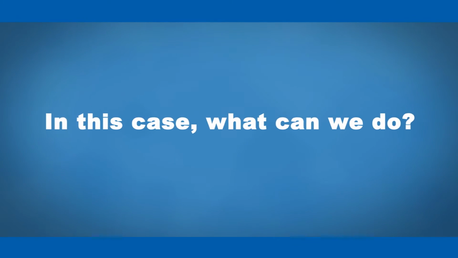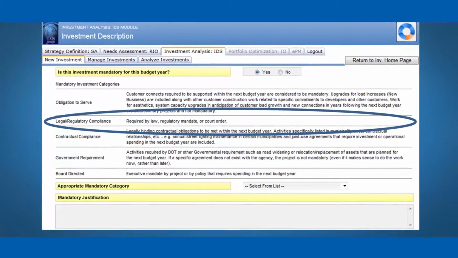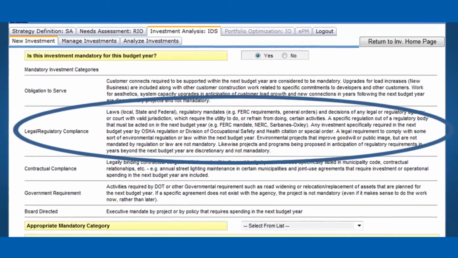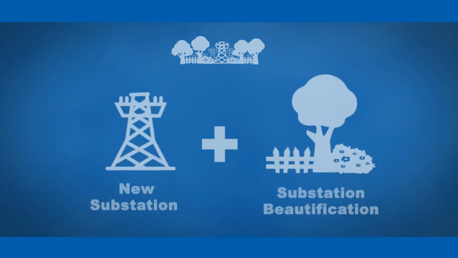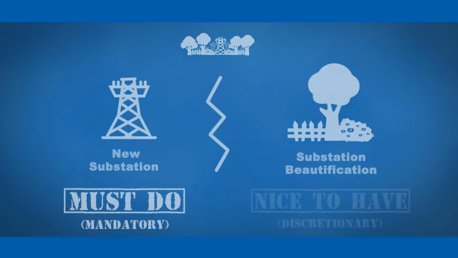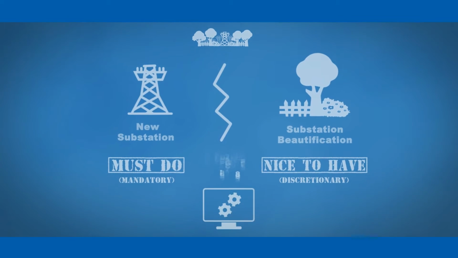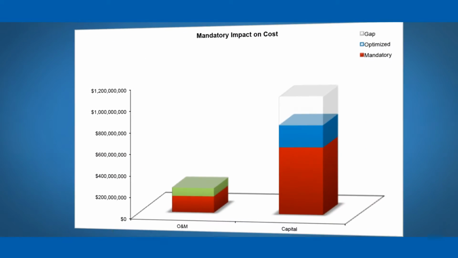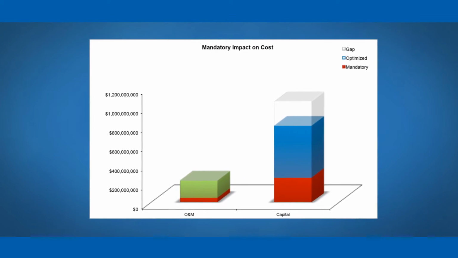In this case, what can we do? We can tighten the definitions to make sure investments don't fit within a mandatory classification unless they truly meet the intent of the category. Another option is to split investments into their mandatory and non-mandatory pieces when applicable. This can be done easily by copying and tweaking data and tying the pieces together with dependency relationships. In some cases, this can drastically reduce mandatory amounts.